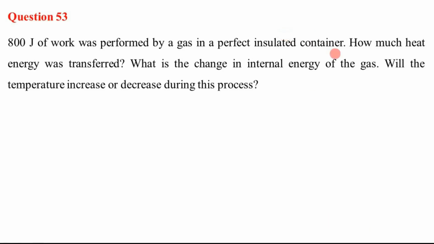Let's see question 53. Question 53 is saying, 800 joules of work was performed by a gas in a perfectly insulated container. Insulated container, that means we have an adiabatic process. Then 800 joules of work was performed. That means the system is performing the work, so the work done is negative. They're asking how much heat energy was transferred. In an adiabatic process, we don't have the transfer of heat. That means heat is equal to 0, or delta Q is equal to 0.